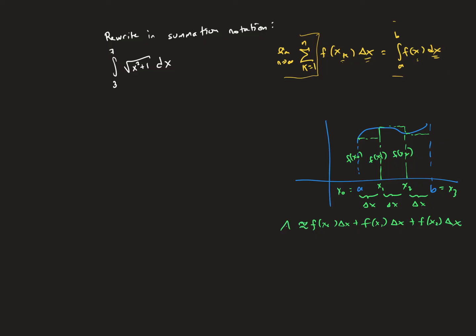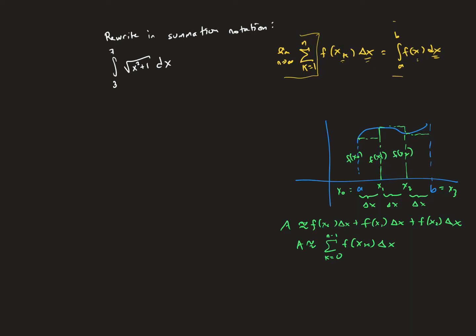Area is approximately that. And then if I write that as a sigma, k starts at 0. This time it can start at 1. That's fine too. This time it would end at n minus 1. If I used a right-hand endpoint method, it would start at 1 and end at n. And then this would be f of x sub k times delta x.